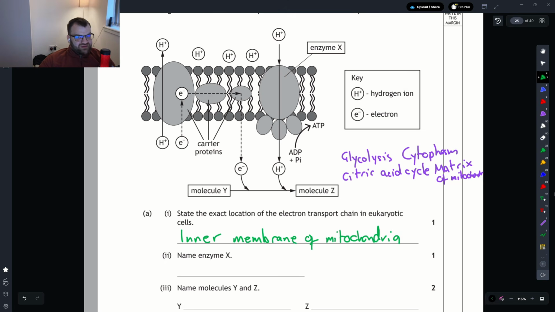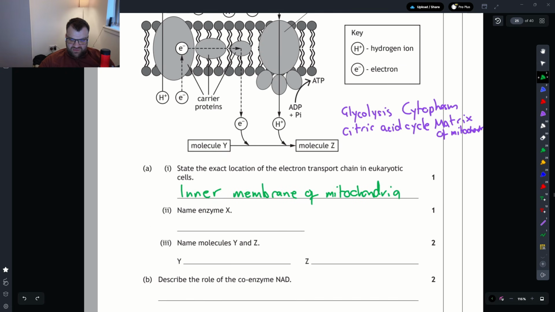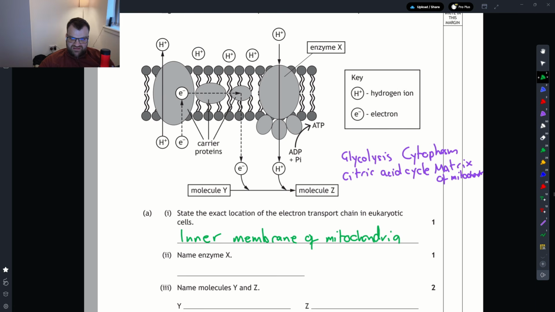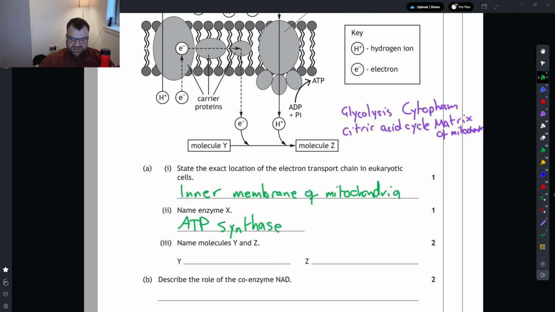Now think about it, if you look at it, we've got a membrane, the phospholipids going together. Anywho, what would the enzyme be doing? The enzyme is making ATP. Classic, lovely thing. It's making ATP, that is ATP synthase. Next, molecules Y and Z. Well, what's Y doing? Y is joining on to hydrogen. And we need to remember that we need oxygen at this stage. Oxygen plus hydrogen makes water.